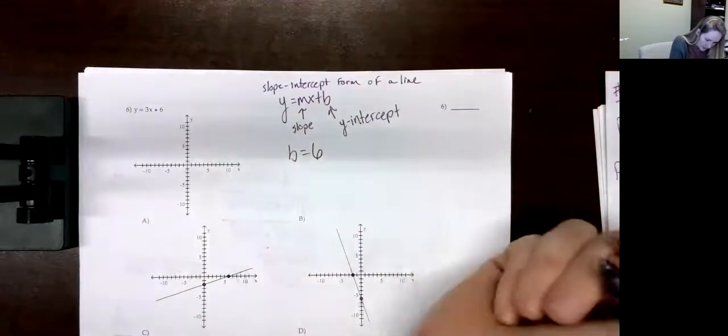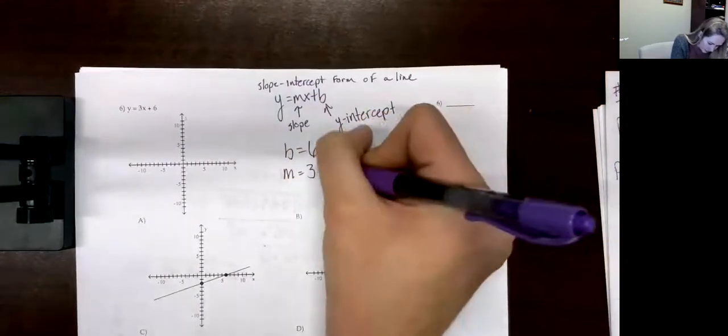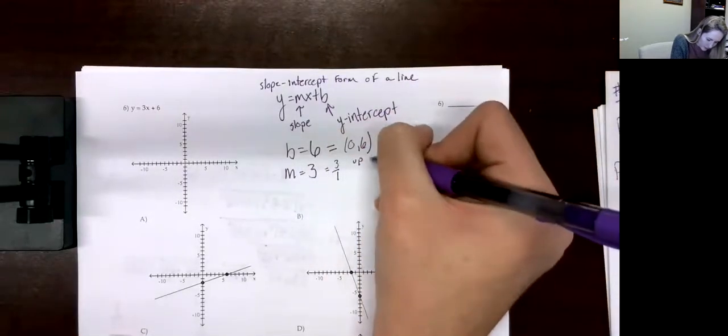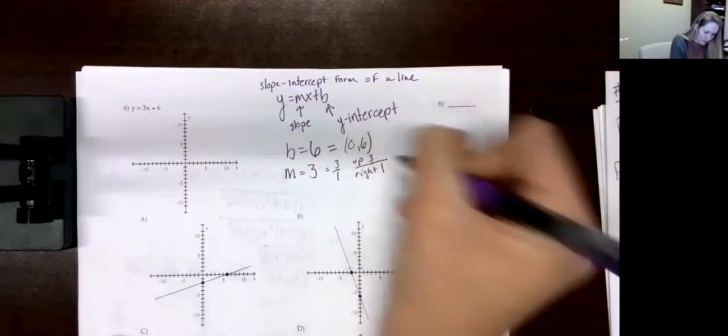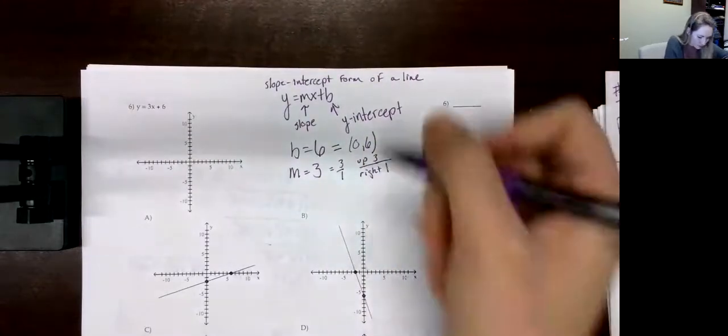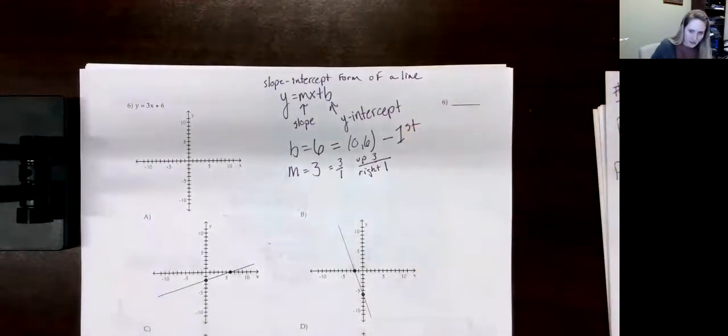So our y-intercept is 6, and if we wanted to put that as an ordered pair, it'd be that. And our slope is 3, which is going to be 3 over 1, which I'd say we'd go up 3 because it's positive. Always go right. So we're looking for this point first. So 0, 6.